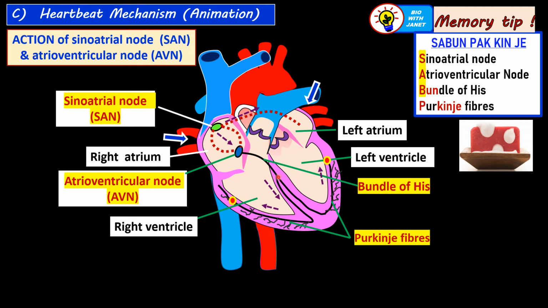So these two flows of impulses occur simultaneously, to the right ventricle and to the left ventricle. And this will cause the ventricles to contract. Generally, the sinoatrial node directly causes the contraction of the right and left atria. Then after that, the atrioventricular node, the bundle of His, and the Purkinje fibers are involved to transmit or conduct the impulses to the ventricles, to cause the ventricles to contract.